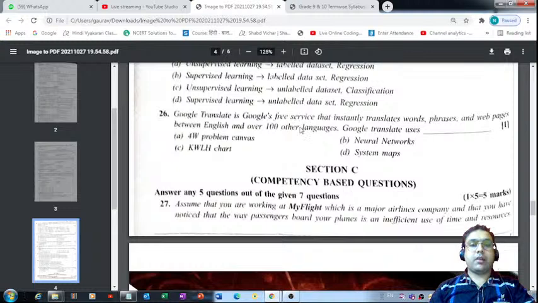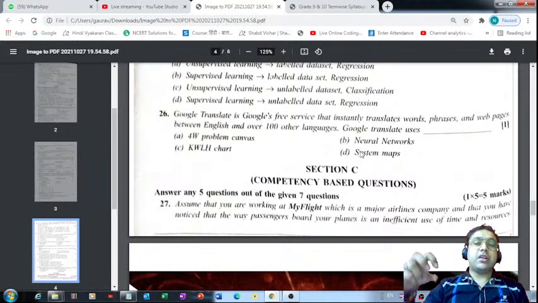How is it able to translate words and phrases between English and over 100 other languages? So 4W problem canvas is of course not the correct answer. Neural network can be a correct option, but here this word translation is given. Based on this, if you ask me whether it's a correct option or not, I will say no, it's not correct. System maps is used for representing the relationships which the data features we acquire in the data acquisition stage share with each other. So this is of course not the correct answer.